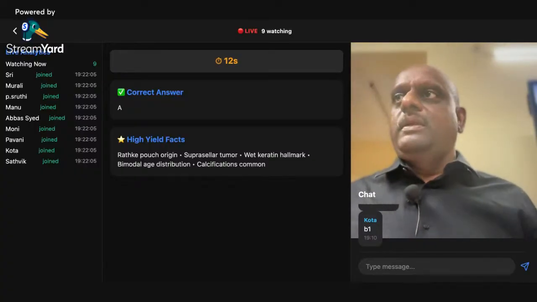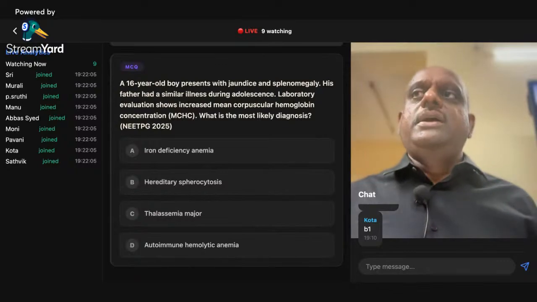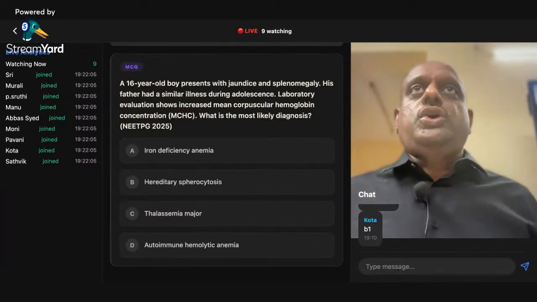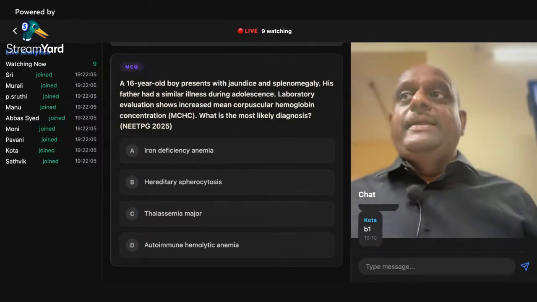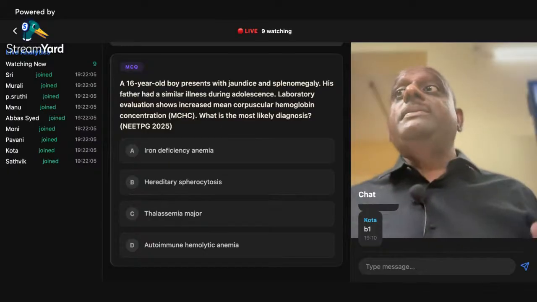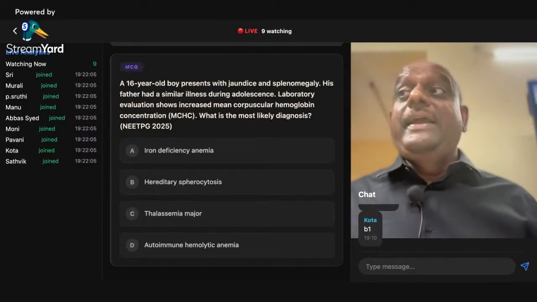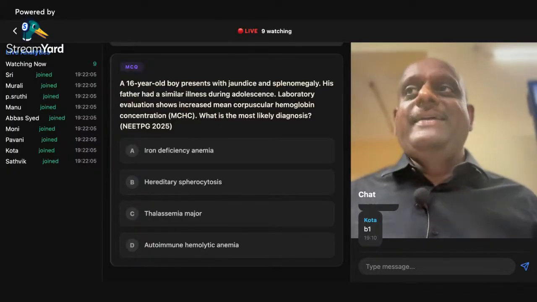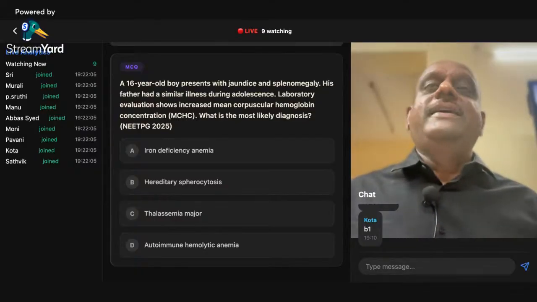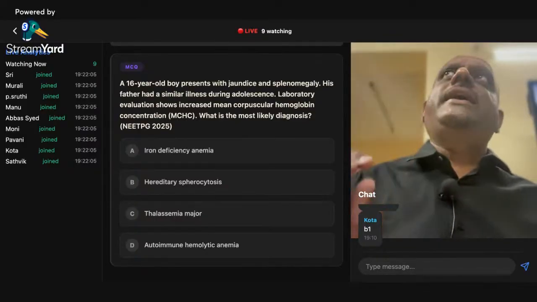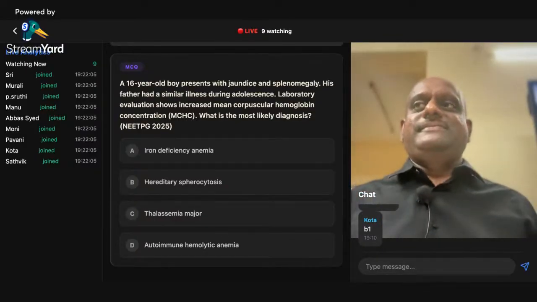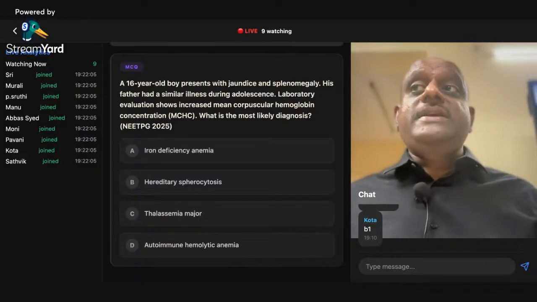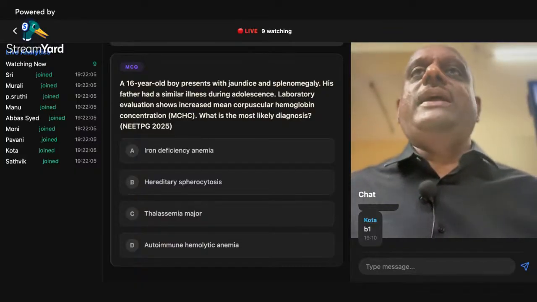Next. Let's go to the next question. 15-year-old boy, jaundice and splenomegaly. Father also had similar illness. Increased MCHC. What is your diagnosis? Increased MCHC. What is your answer?